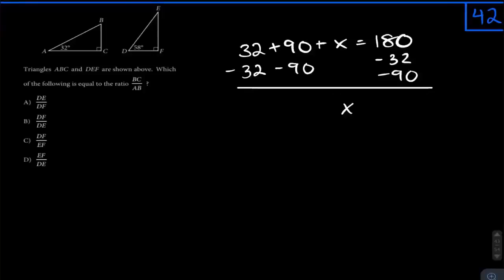Here you'd get that x is 58. And so this missing angle right here is 58 degrees. So that means that in this triangle, since we have a right angle and 58, this missing angle would be 32. And so what you can see here is that these are the exact same triangle in angle measure, right?